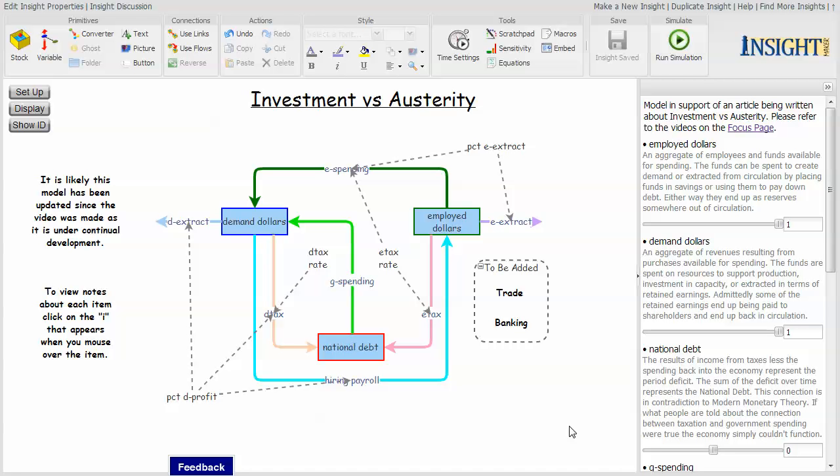I want to spend a few minutes and talk about the implications of the various relationships depicted on this model. If you haven't watched the previous video, which describes the model itself, it's probably a real good idea to go to the focus page here and actually watch that video. Otherwise, this particular video is not likely to make a lot of sense.